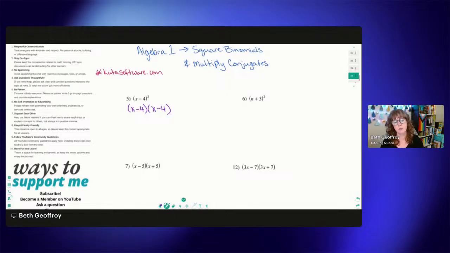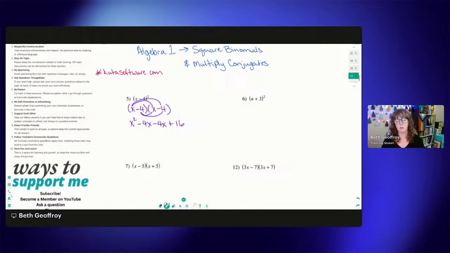And then I'll show you maybe a little bit of a shortcut on this next problem, because when we are squaring the binomials, there is somewhat of a pattern to it. So we're going to go ahead and take this x and distribute. And so x times x is x squared. And then we've got x times negative 4, which is negative 4x. And then we're going to distribute this negative 4. So negative 4 times x is negative 4x. And then negative 4 times negative 4 is positive 16.